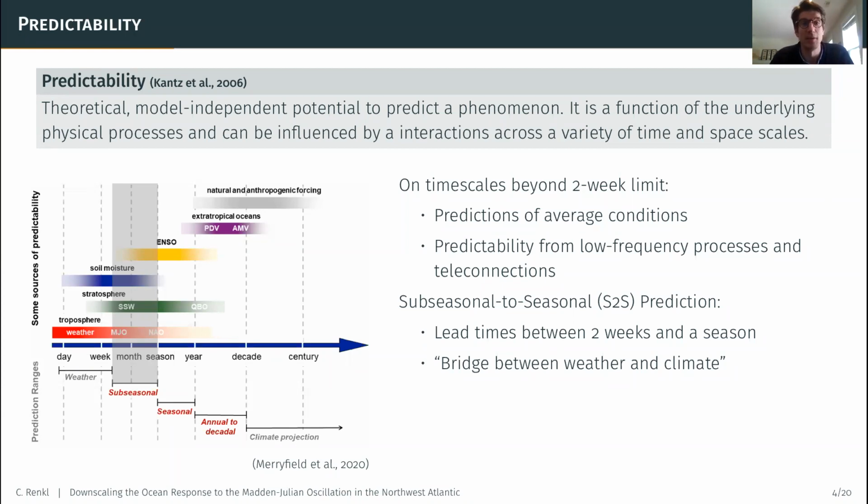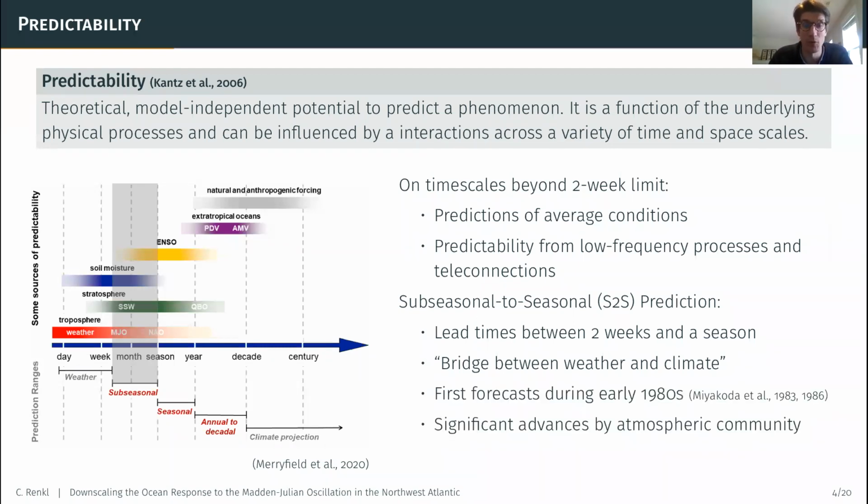That's why it's only the last problem, so to speak, that's being tackled, because for the longest time, it wasn't clear how to get predictability on these timescales, because it depended both on the initial conditions of the model, but also on the large scale state of the atmosphere. The first subseasonal to seasonal forecasts date back to the 1980s. And since then, significant advances have been made by the atmospheric community. But the big question is, can we also predict the ocean on S2S timescales?